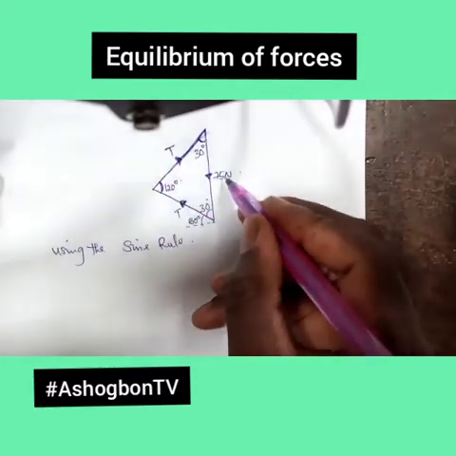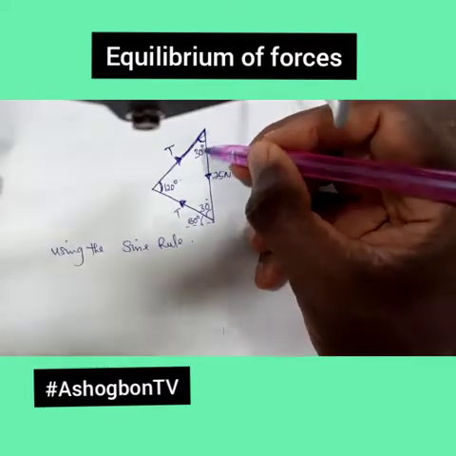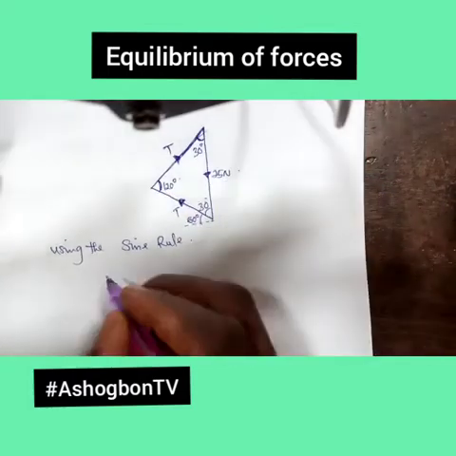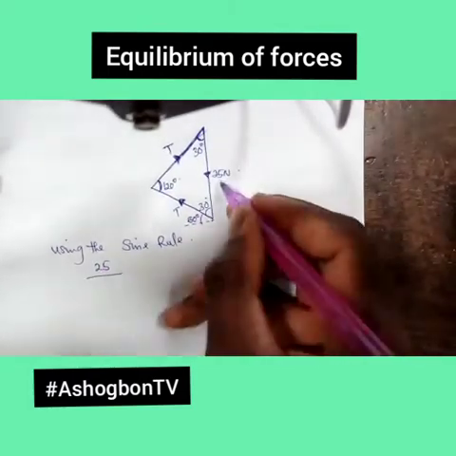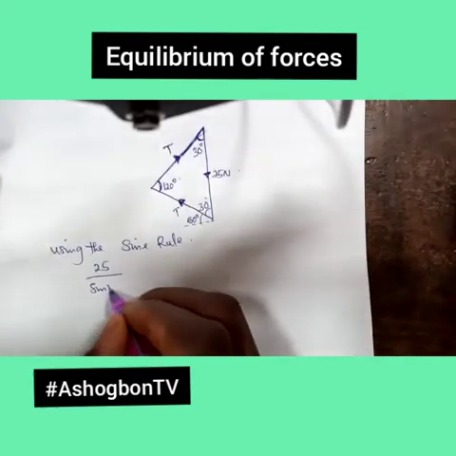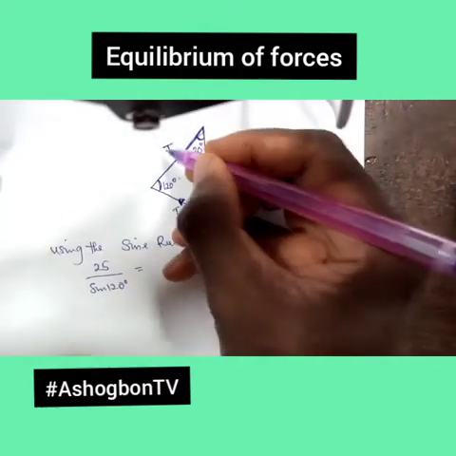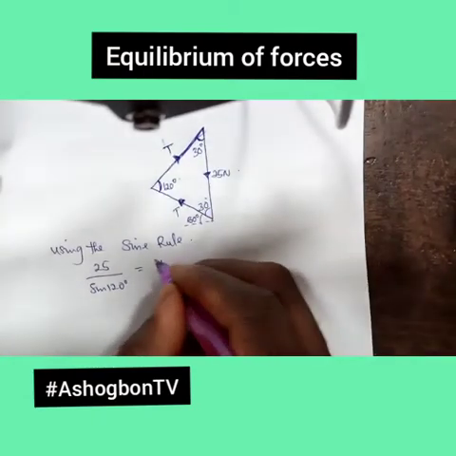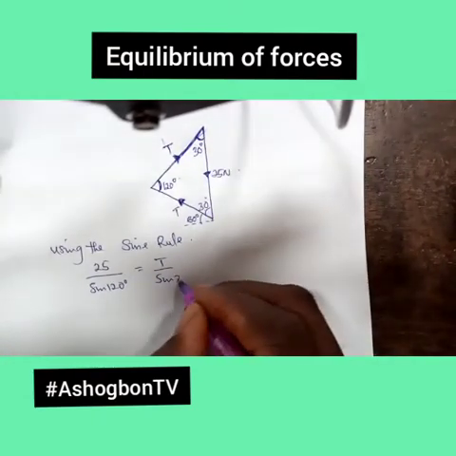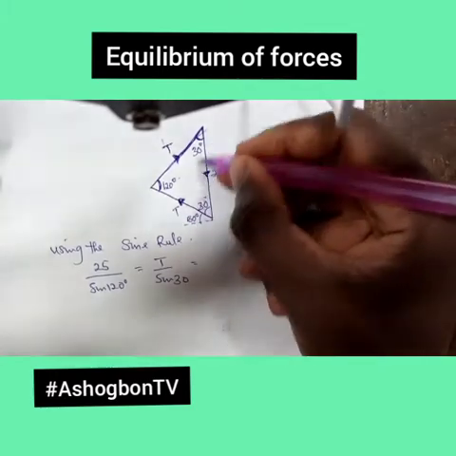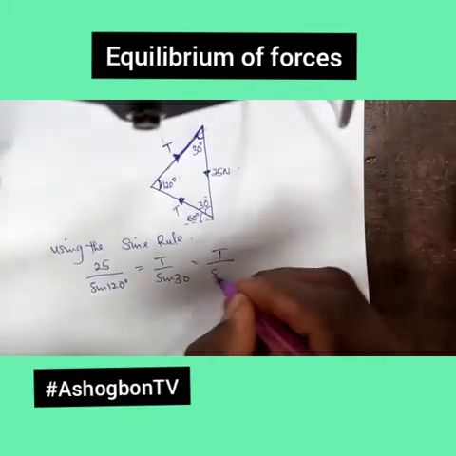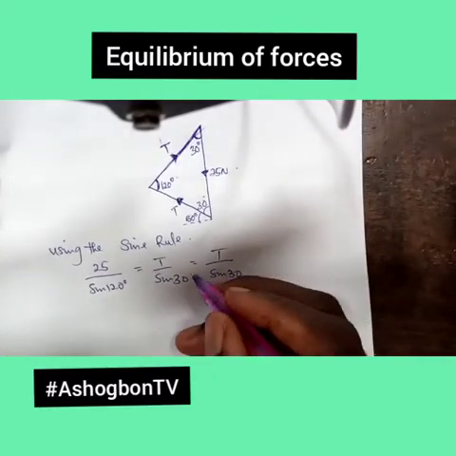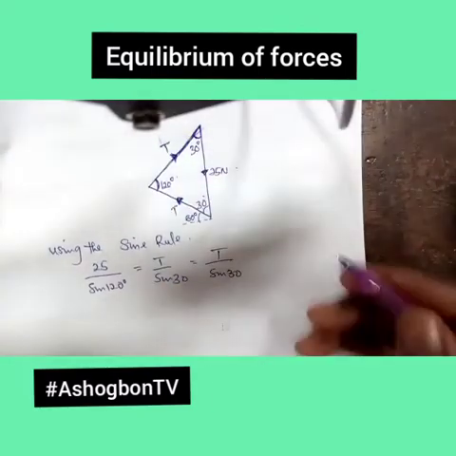That means this side, check it very well, you will see the angle facing this, the angle facing here, and the angle facing this. So that means this 25, let's check, 25 will be divided by sine what? 120 degrees. Yes. Tension will be divided by what? Sine 30 degrees. So we have this sine 30 degrees equal to this tension will also be divided by sine 30 degrees. So with what I have here, all I have to do is solve for one, and the moment I get one, that means the two forces will take that value.